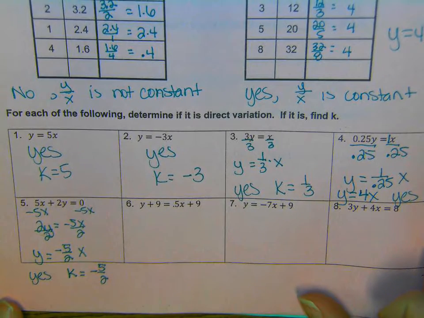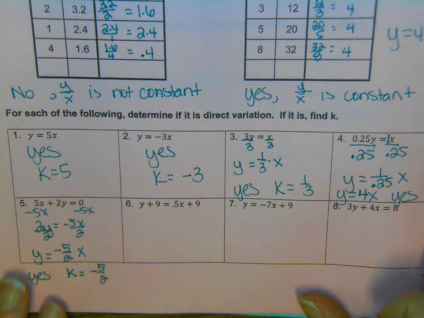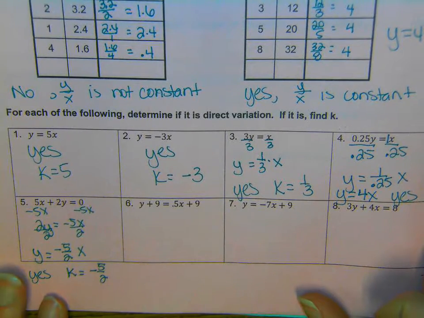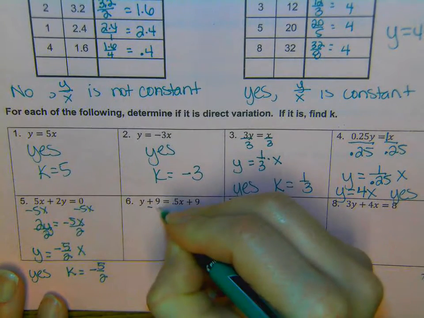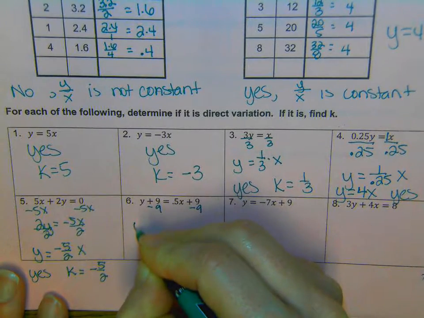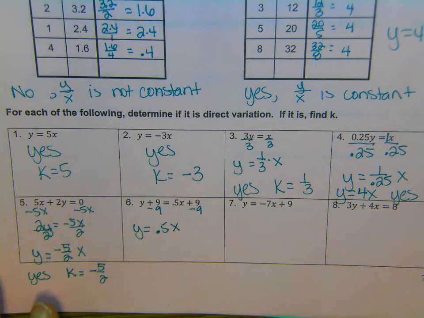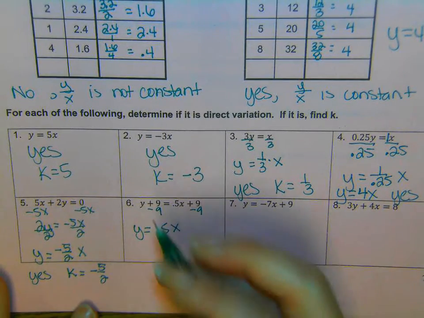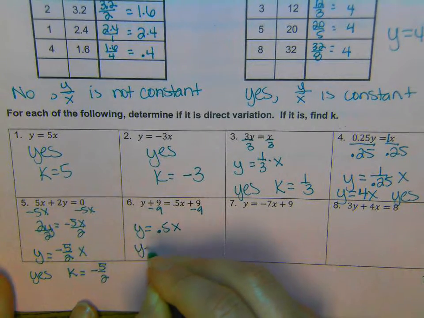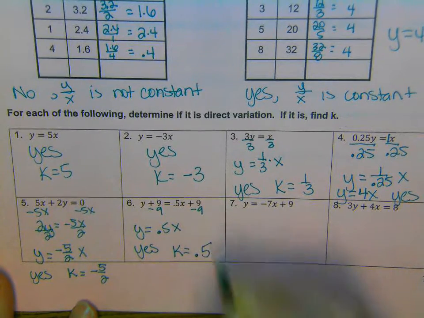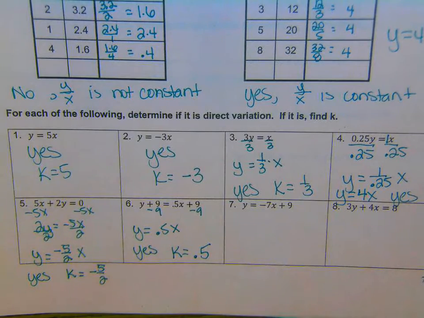Alrighty. Let's try the next one. What should I do first? Subtract 9. Y equals 0.5x. Is this direct variation? Holy cow, I wonder if they all are. Yes. K equals 0.5.